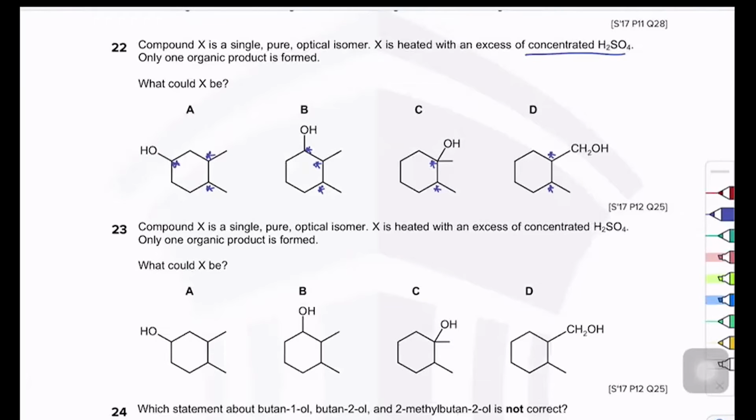So all of these have chiral centers. Now they say that when we remove it, only one organic product is formed. The other is obviously going to be water. So now let's remove the OH. If I remove OH from here, then do I have any options? I have an option of removing hydrogen from this one, giving me a double bond, which means that I could get cis-trans isomerism. Remember that in rings, you can get cis-trans isomerism depending on whether one hydrogen is above and one is below the plane of the ring.